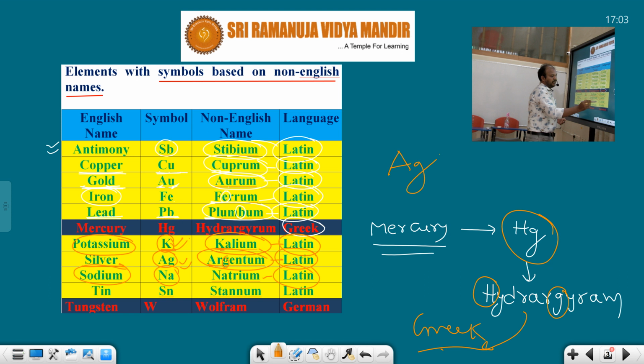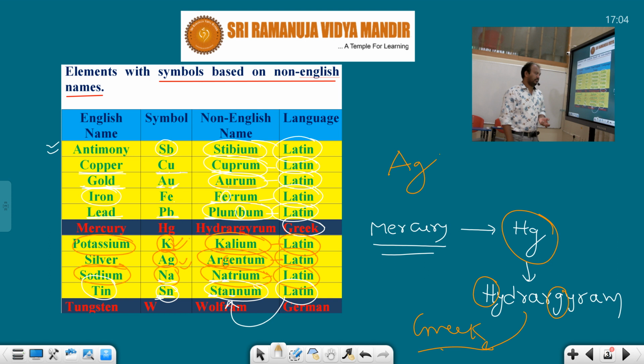After that, tin. There is no S and no N in the word, but the symbol is Sn. How is this Sn written? Because this is also derived from the Latin word stannum. In stannum, the first letter is S and the prominent letter is N, so S, N. According to the English name we call this tin, but the non-English name is stannum. The symbol is Sn. So observe that these symbols are based on non-English names.